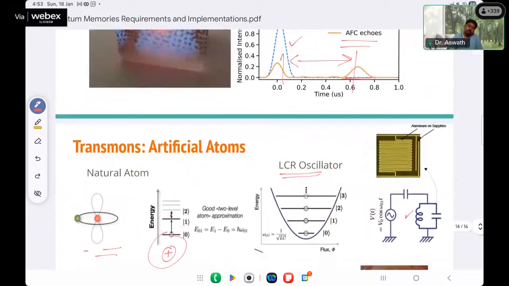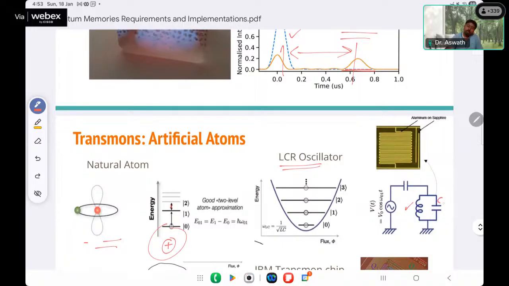It has an inductor, it has a capacitor, and it has some internal resistance. I connect it with the oscillatory input field. What happens? It puts the capacitor and the inductor in quantum states, which are represented as 0, 1, 2 and 3.